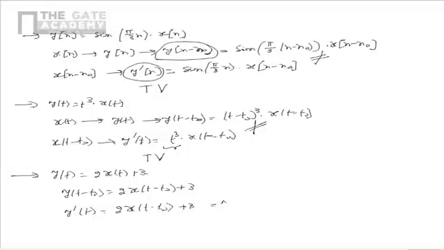We see that this is equal to y of t minus t naught. From this we see that the given system is time invariant as delayed version of output is equal to the output due to delayed version of input.